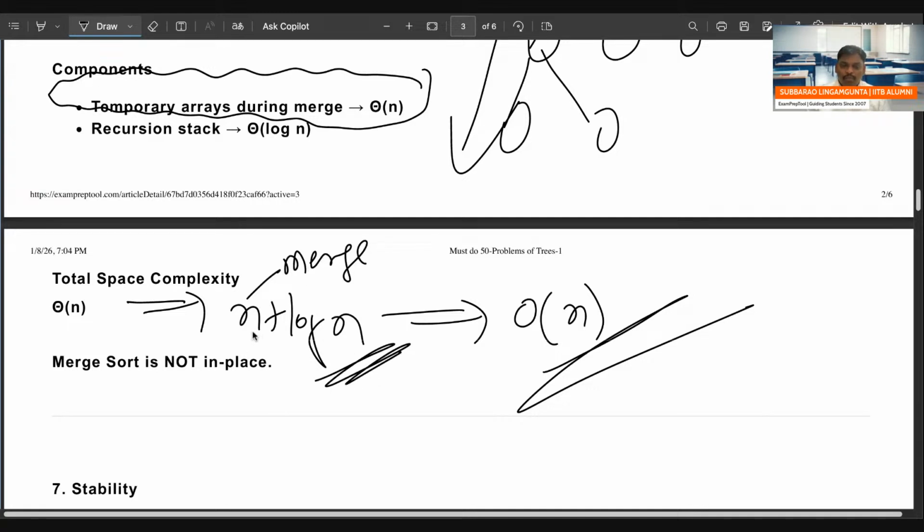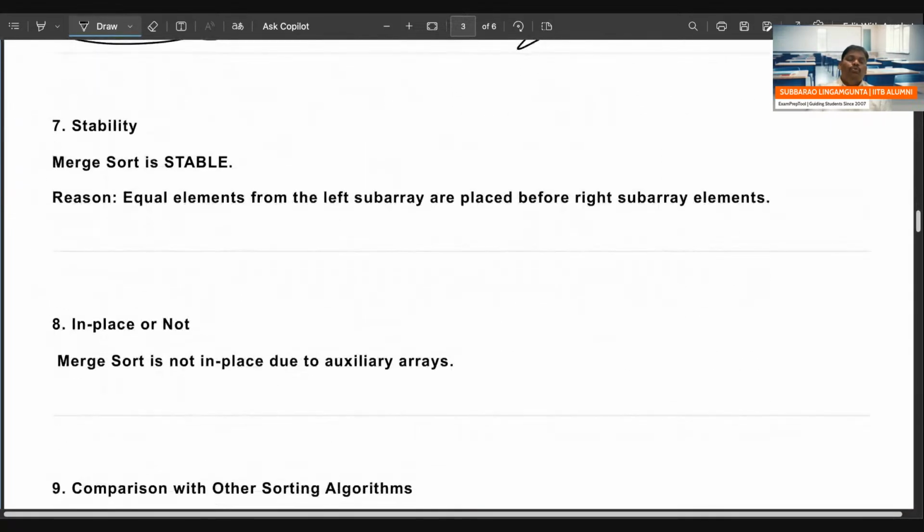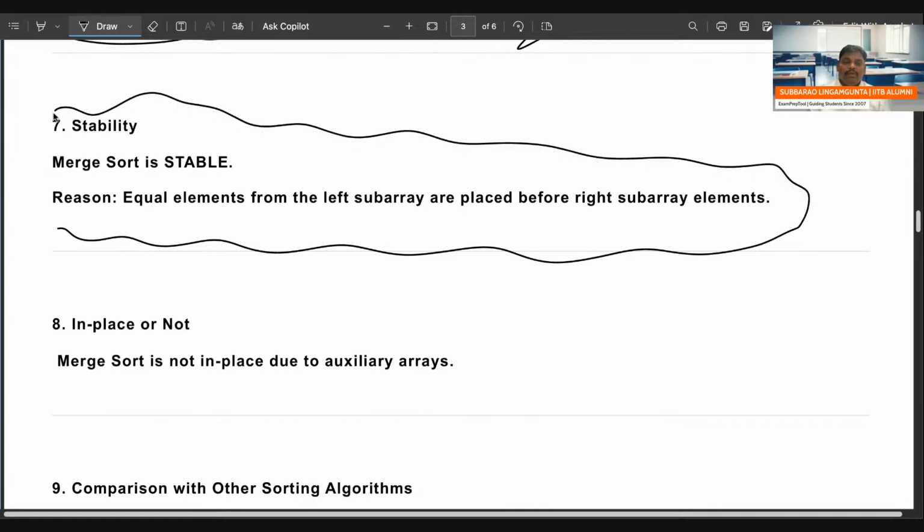And one more, because of this n, if the extra space is more than log n, it is not in place. Merge sort is not in place. What about stability? Repeated elements order will not change. So merge sort is a stable algorithm, because repeated element order will not change.